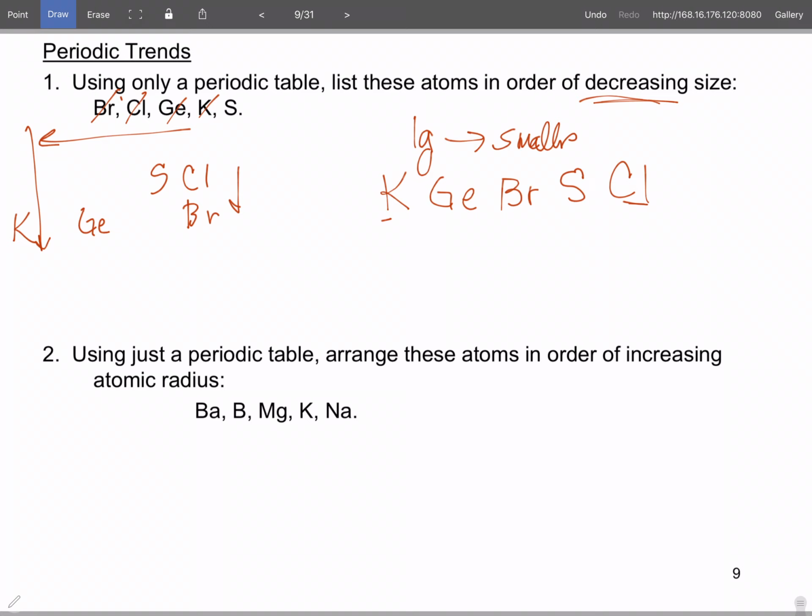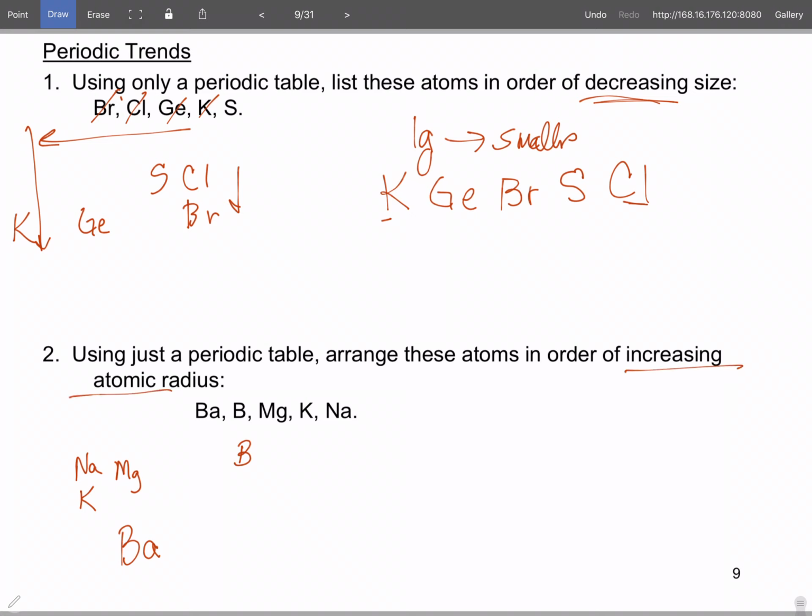Okay? So here's the same thing. Here we're using barium. Barium is down here. Boron is way up here. Magnesium is one down from boron. One row down from boron, but over to the left. Potassium is below boron, above barium. I may not have given myself enough room. And there's sodium right next to magnesium.